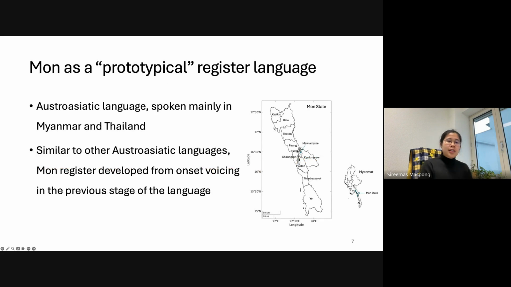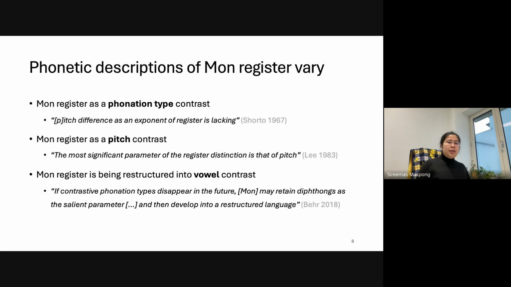So Mon is a prototypical register language. It is an Austroasiatic language spoken mainly in Myanmar and Thailand. And similar to other Austroasiatic languages, Mon register developed from onset voicing in the previous stage of the language. But in terms of phonetic description of the register, they tend to vary quite a bit.